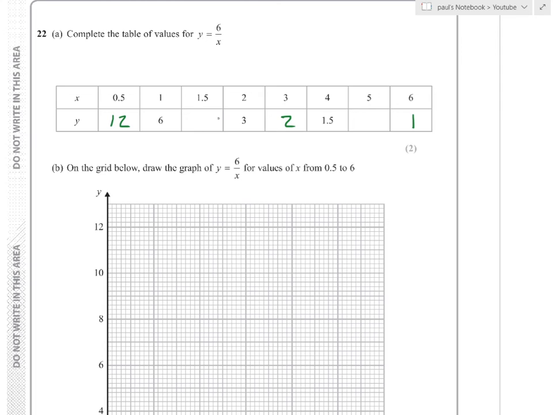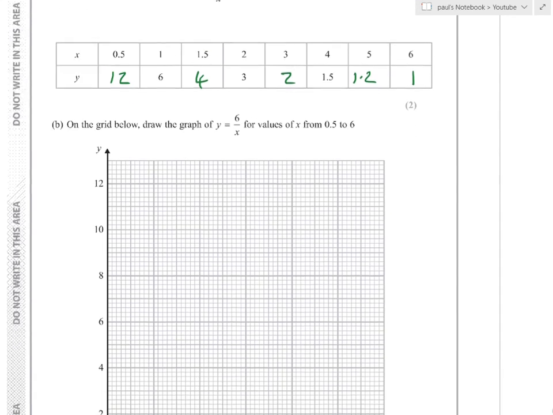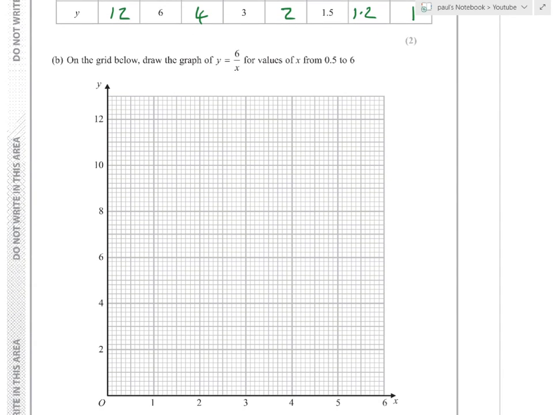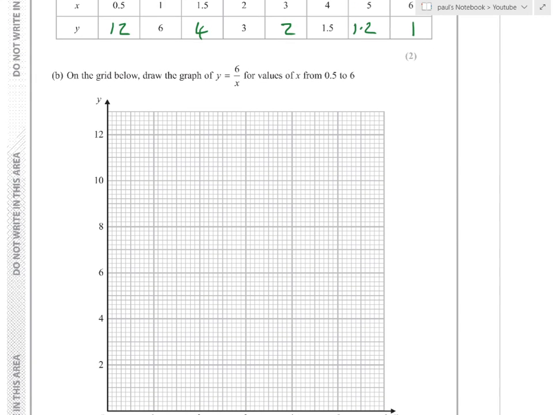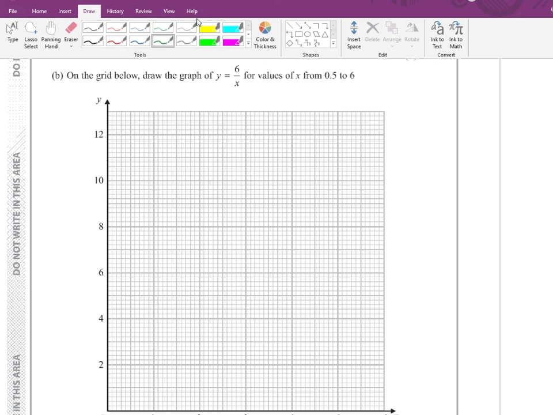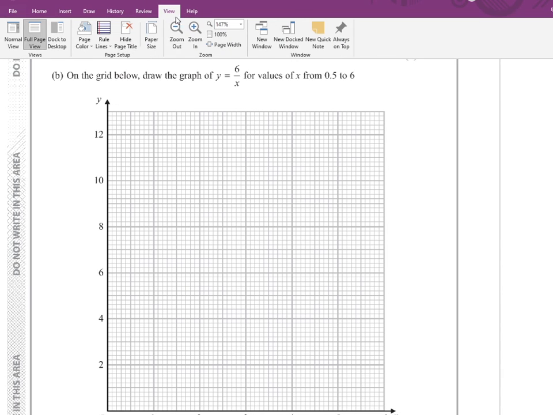And then I'm struggling, so I use a calculator. 6 divided by 1.5 is 4. Should have known that. And 6 divided by 5 is 1.2. So now we've got all our values. Can I fit all that in? Not quite. We're going to try and make it a little bit smaller.